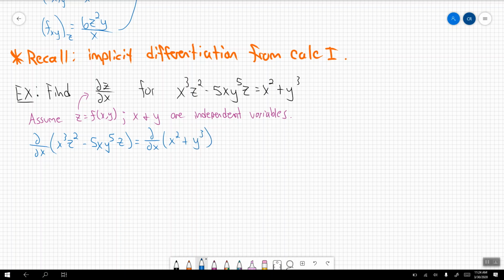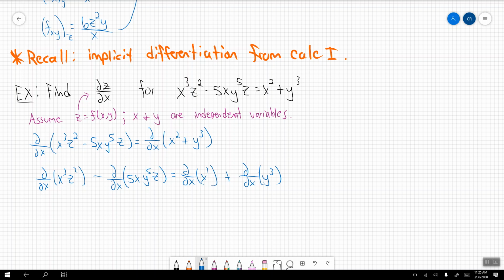Now, working through this using the derivative properties, I'm going to have the partial derivative with respect to x of x cubed z squared, minus the partial derivative for x of 5xy to the fifth z, is equal to the partial of x squared with respect to x plus the partial with respect to x of y cubed. So the first term on the left-hand side.